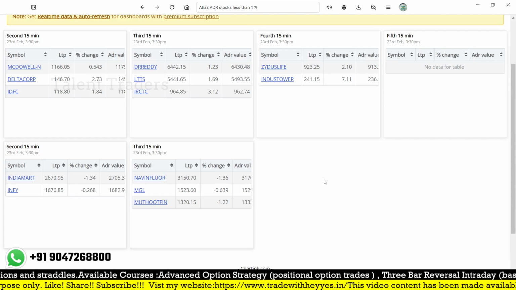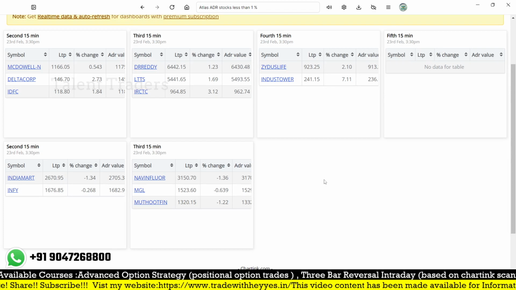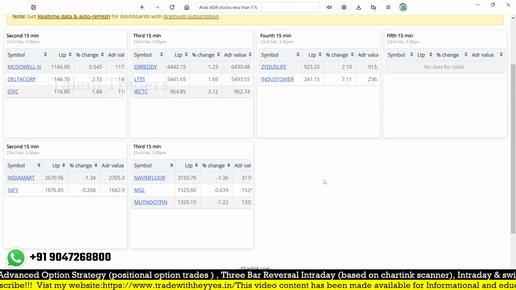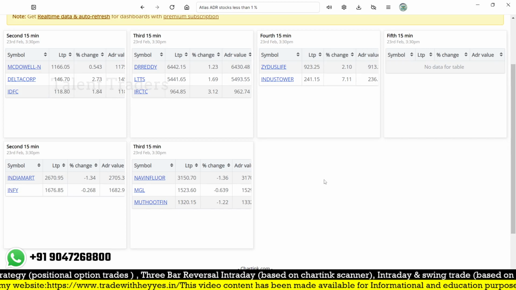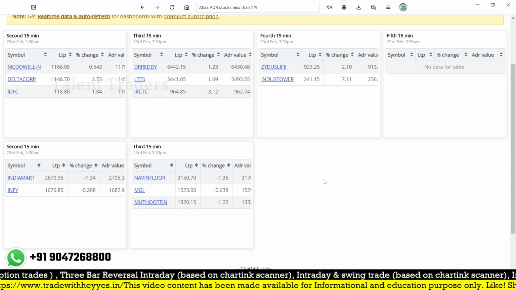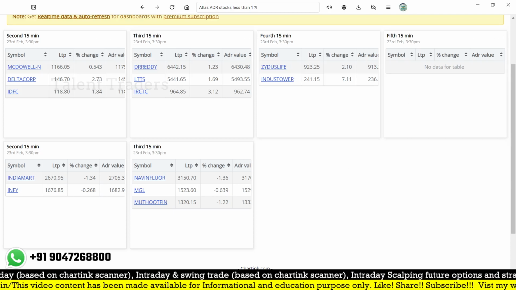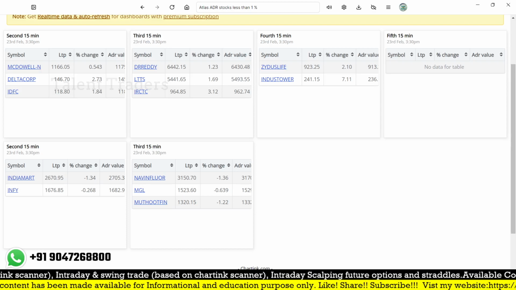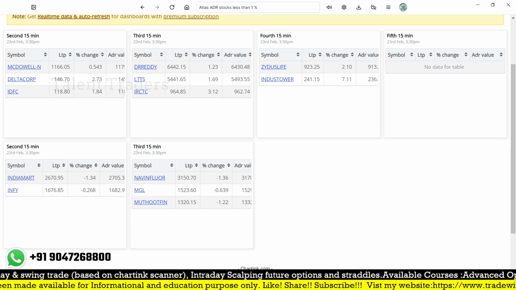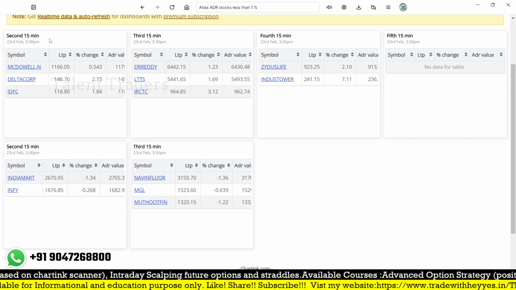So I just avoided the first candle. Why? Because most of the time the first candle is more than 1%. Normally, in the previous scanners we created, we had the first 15 minutes, second 15 minutes, like that. And in the first candle there may be a gap up or gap down, so we see a huge price move.